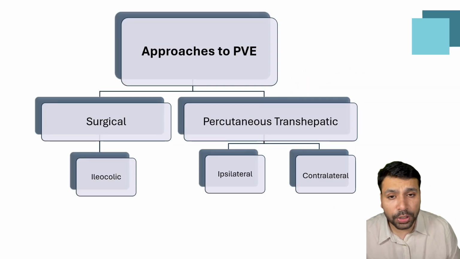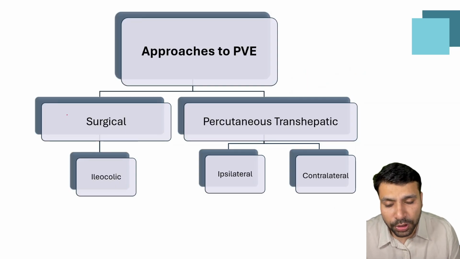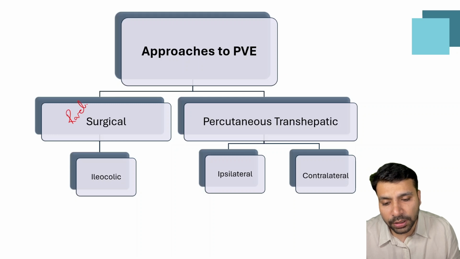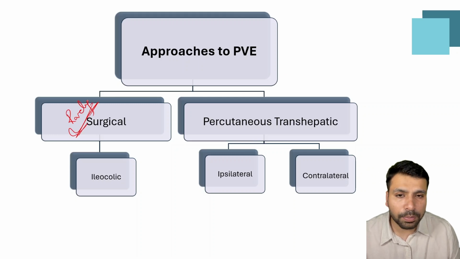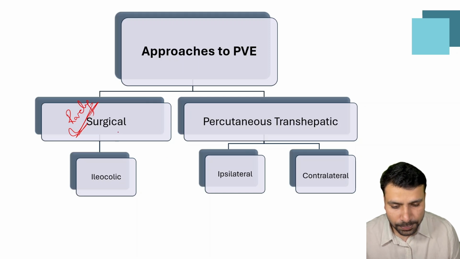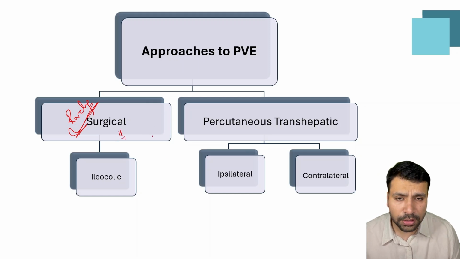So, approaches. Surgical, which is very rarely done nowadays. No one opens up the abdomen and goes to the ileocolic vessels and then reaches the portal vein and embolizes it. This is very rarely done, but still, it is a procedure. So it can be done surgically.